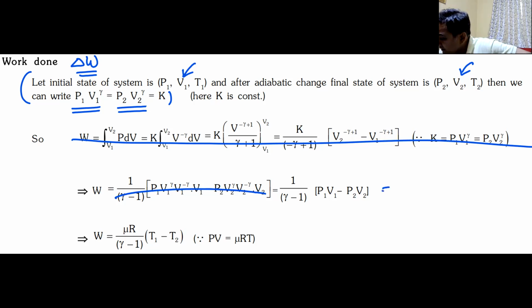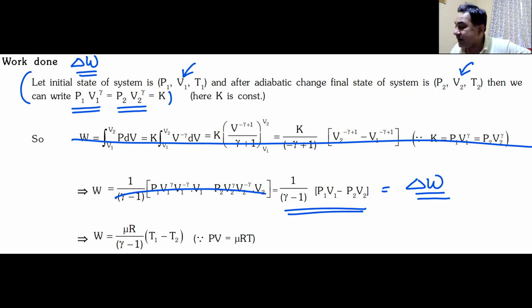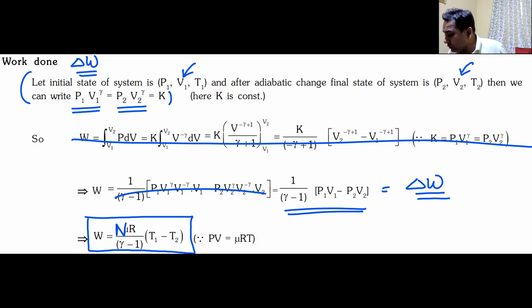What you have got to understand is that this is the first way in which I can write the work done for an adiabatic process: 1 upon gamma minus 1 times P1 V1 minus P2 V2. This is the other way of writing the same thing in terms of mu, R and T. Mu means number of moles. I'll write it as n R and T: nR upon gamma minus 1 into T1 minus T2. So you must remember both of these ways to find the work done by an adiabatic process.